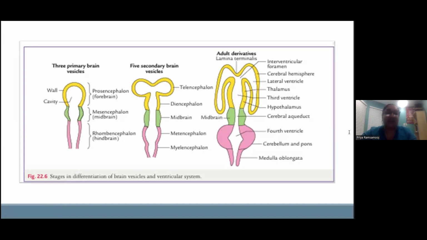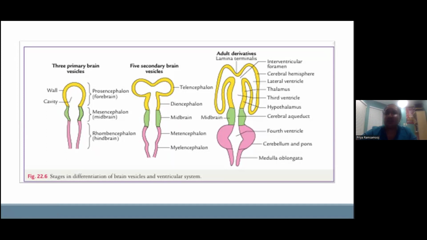The diencephalon thus becomes hidden in the lower parts of the cerebral hemispheres, forming the thalamus, the hypothalamus, and the epithalamus. The mesencephalon, outlined in green, gives rise to the midbrain.